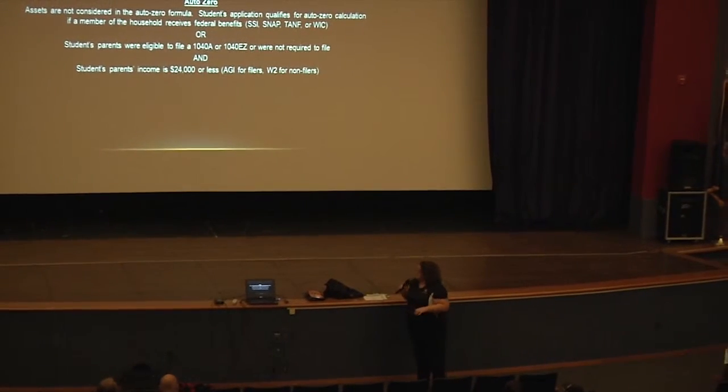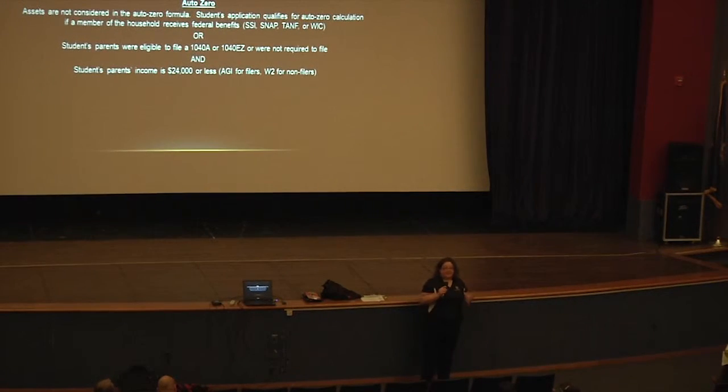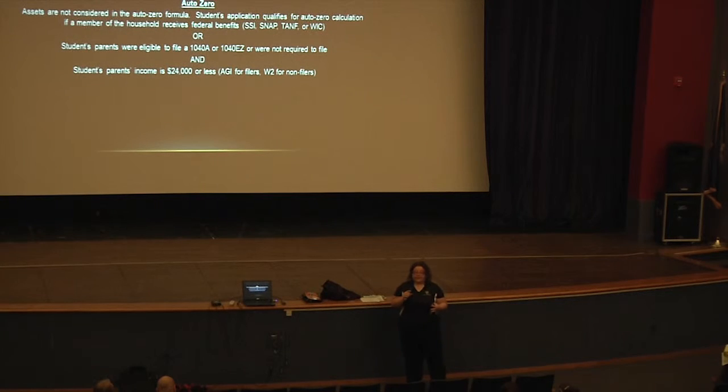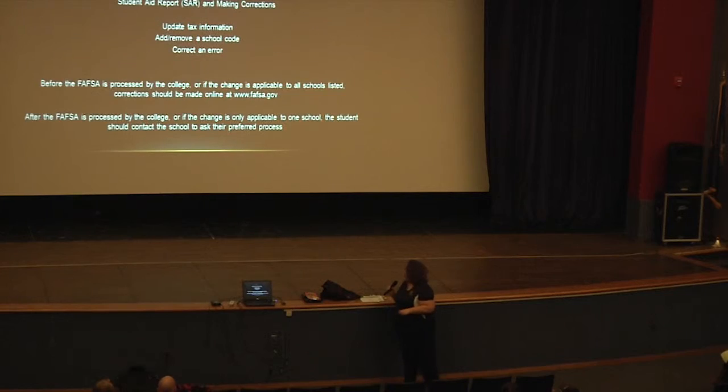The last calculation is an auto zero, and that means that the student's EFC is automatically going to be calculated as zero. And that happens if a parent's AGI is $24,000 or less, and if they were able to file a 1040A or EZ, or someone in the household received a federal benefit. So in those last two calculations, as long as the parents meet two of those three criteria, then that student will receive that particular calculation, and assets will be excluded from that application.